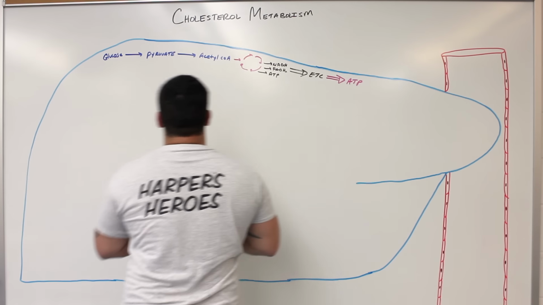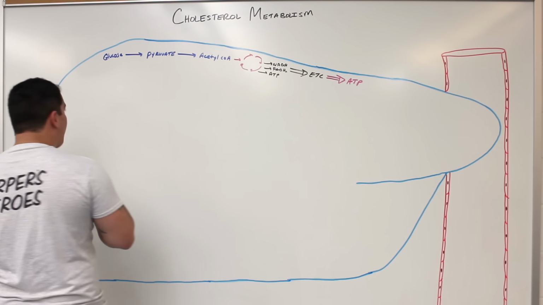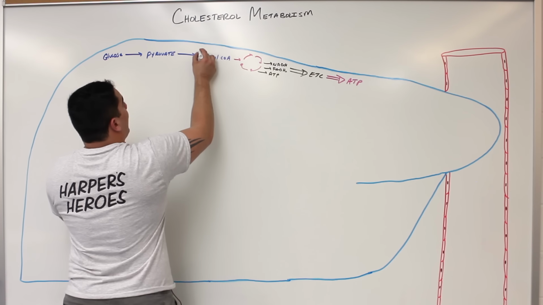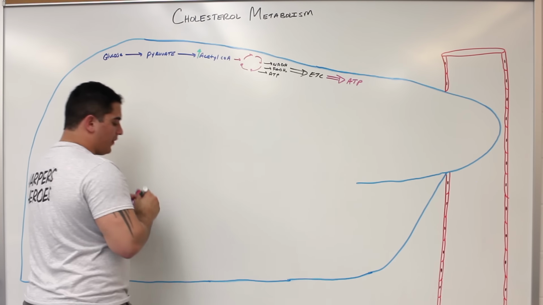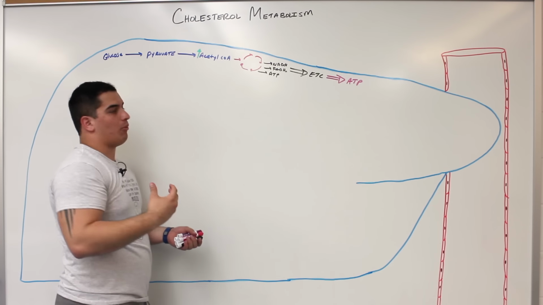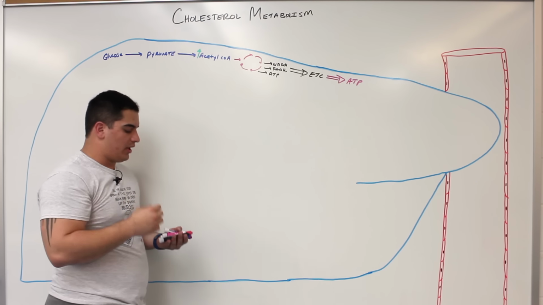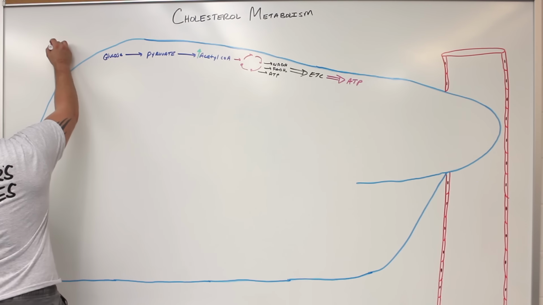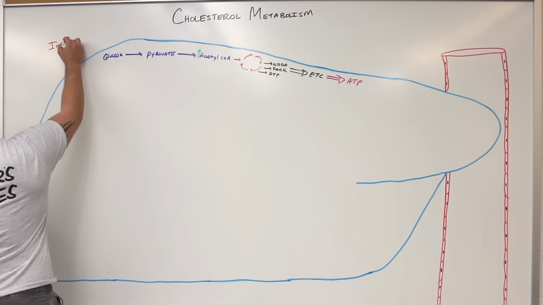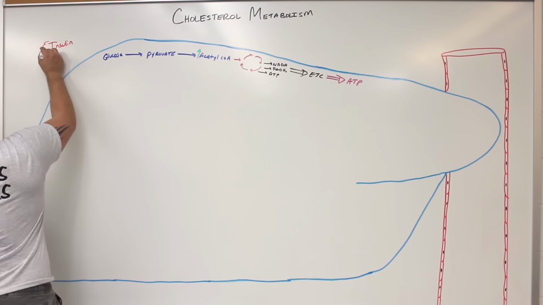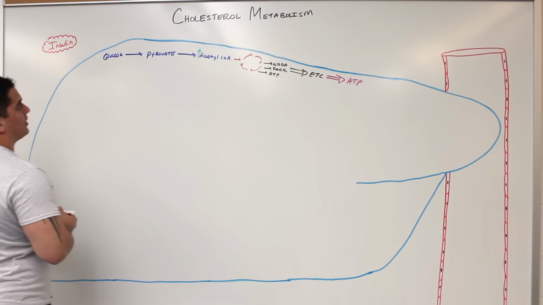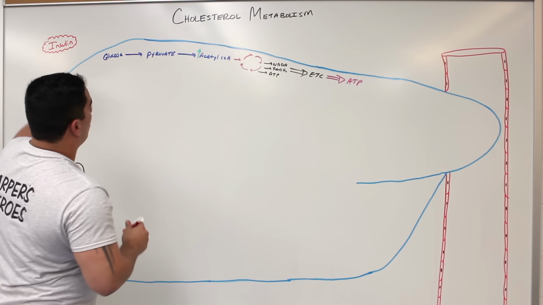Now, what happens whenever we have too much acetyl-CoA? If you guys remember the main anabolic hormone, I want you to really remember this one. That hormone was called insulin. Insulin is the main anabolic hormone of the body, okay? So insulin is extremely important in this process of cholesterol metabolism. So what is he going to do? We'll talk about that in a second.